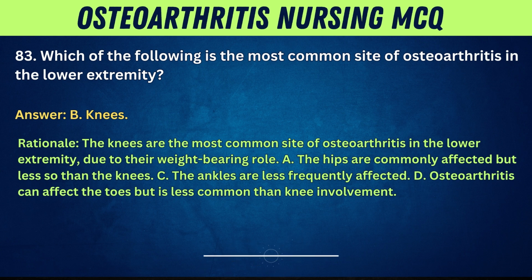A. The hips are commonly affected but less so than the knees. C. The ankles are less frequently affected. D. Osteoarthritis can affect the toes, but is less common than knee involvement.